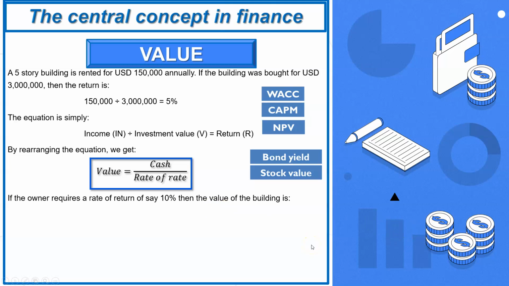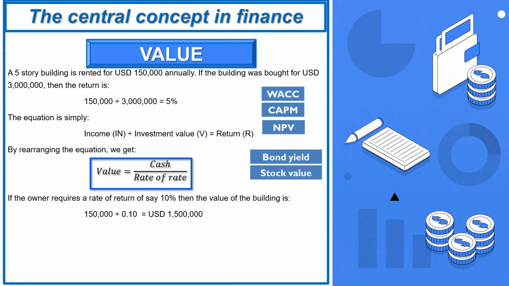Now, let us assume that the owner asks for 10% instead of 5%. That means we are going to divide whatever cash we receive by a figure that is higher than 5%. So, with a figure higher than 5, the value will be lower. Mathematically, it will give $1.5 million.